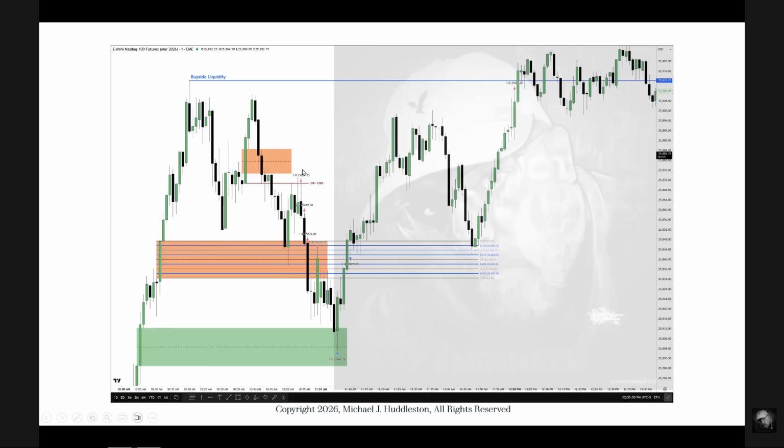I end up getting in as it's pulling away from it. Got a little bit of slippage there. You can see the prices, by the way. And then I added more to it there, and then added to it again in here, and then once more when we were trading back up into it there. And then ultimately filled out right on the consequent encroachment level right there.